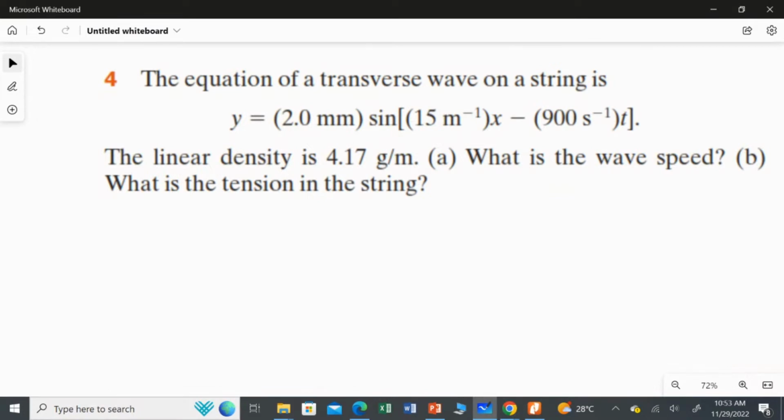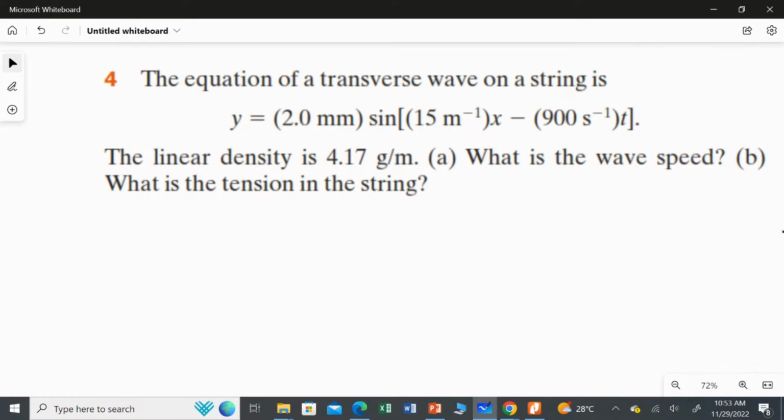The linear density of the string is 4.17 gram per meter. What is the wave speed? What is the tension in the string? So here the wave equation on the string is given, and the string linear density is given as 4.17 gram per meter. By using these, we are going to find the speed of the wave on the string as well as the tension produced in the string.